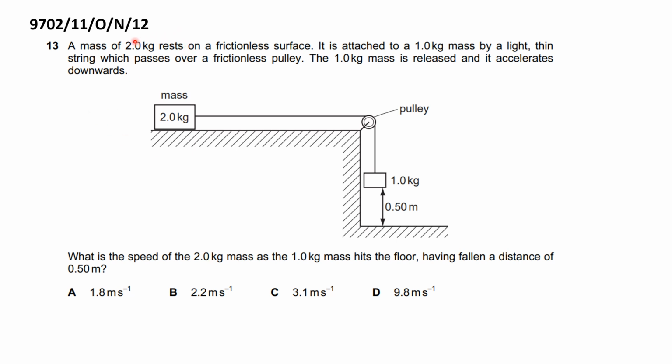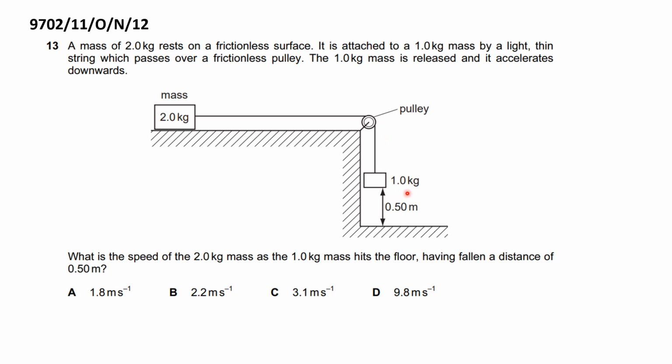Question from October-November 2012, paper 11, number 13. So here is a description of this diagram. A mass of 2 kilograms rests on a frictionless surface. It's attached to a 1 kilogram mass by a light, thin string which passes over a frictionless pulley.